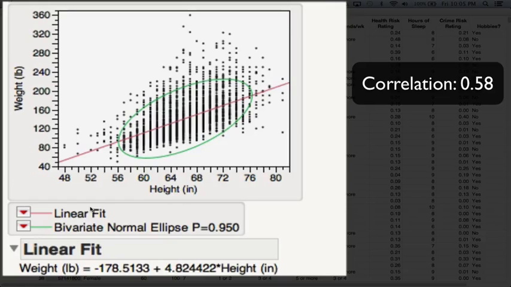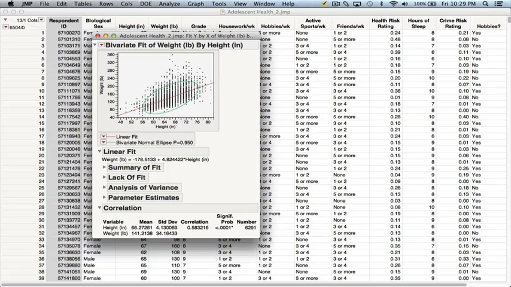Now let's try to interpret the equation for the regression line. While the y-intercept is not really interpretable because it illustrates a negative weight, the slope tells us that on average, for every increase in height by 1 inch, a teen increases in weight approximately 4.8 pounds. But how does this regression line differ by gender, if at all?